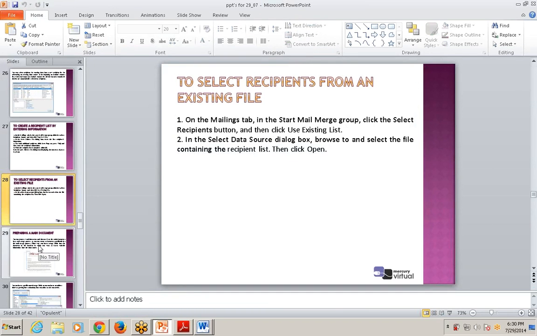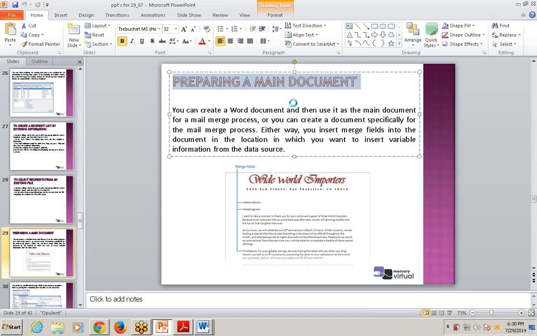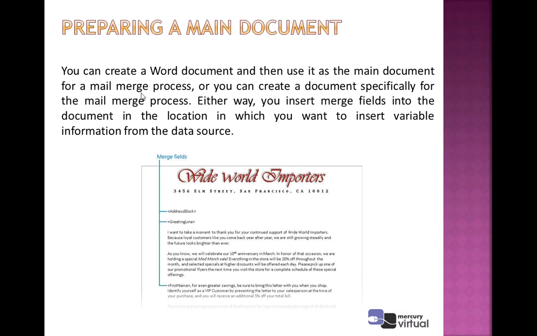Next point says how to prepare the main document. Till now we have covered how to create a new list and how to use an existing list. Now you can create a Word document and then use it as the main document for a mail merge process, or you can create a document specifically for the mail merge process. Means you can prepare the main document or you can use an existing document for the mail merge operation.